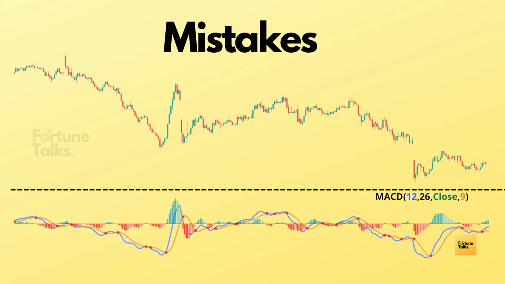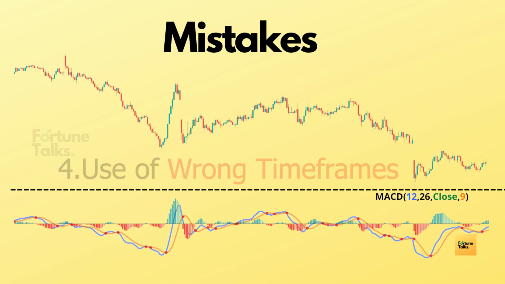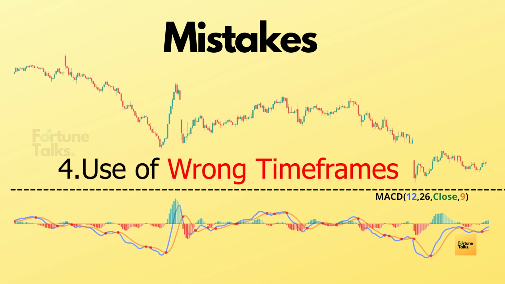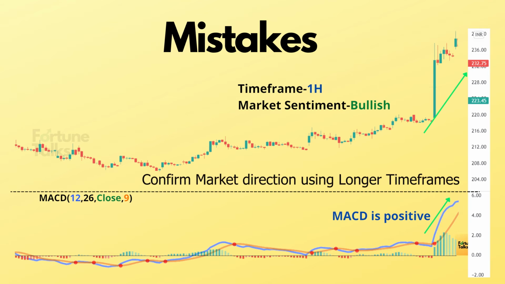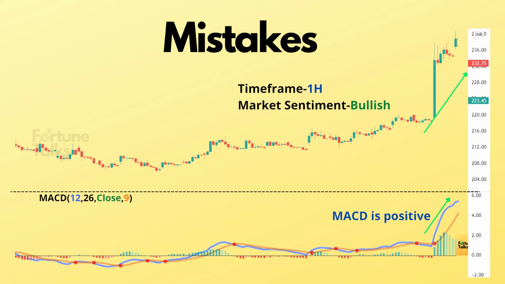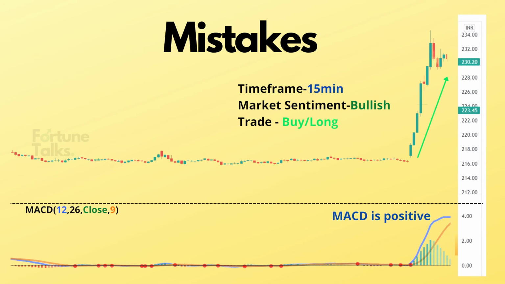And the fourth and final common mistake that traders make is using the wrong time frames for trading. It is always advisable to use a longer time period to confirm the market direction, and then move to smaller time frames to take a trade entry, or else you will be going against the market, which does not always work in your favor. For example, if you are an intraday trader, you have to confirm the market direction using a larger time frame and then shift to smaller time frames like 15 minutes or 5 minutes to take the trade entries.